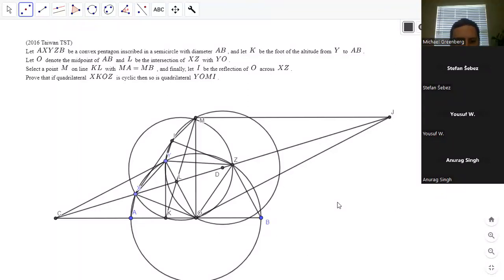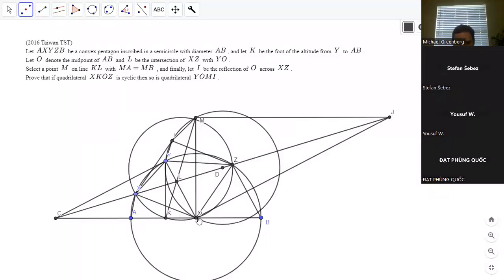That is because I is the reflection of O in XZ. So we know that D is the circumcenter of MIO, and we just need to show that Y also lies on that circle. How about we do a little inversion? Inversion with center O. I think inversion will make it even harder.